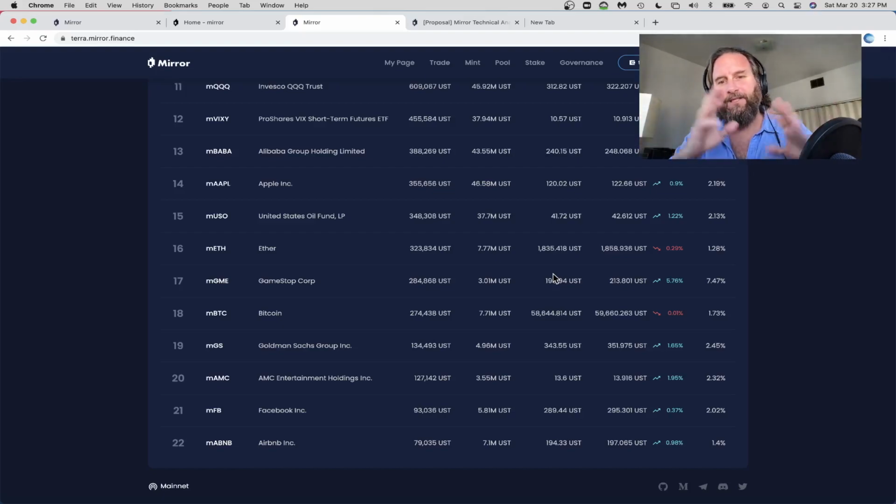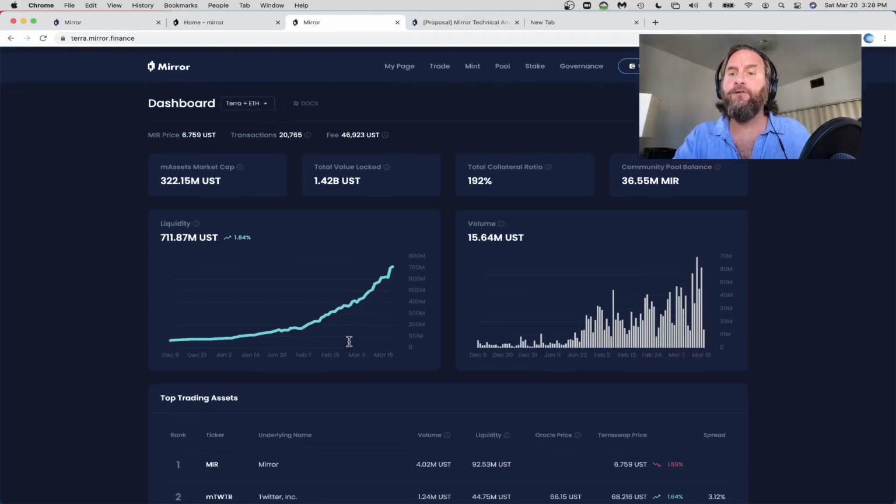And I'm getting a little ahead of myself, and it's very exciting when I talk about Terra, so I get a little bit all over the place, right? I'm like a rambling maniac. But trust me, this is just amazing stuff. Airbnb is in there and Facebook. Okay, so there's all the assets.